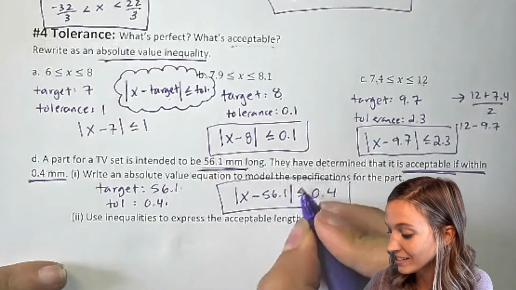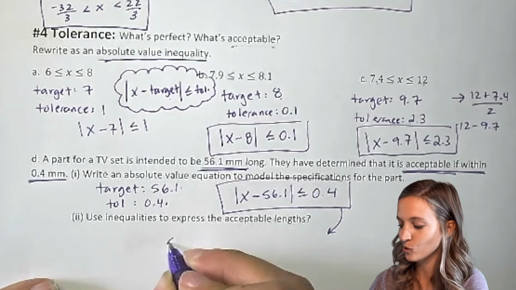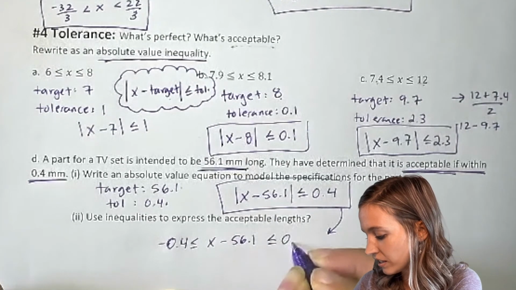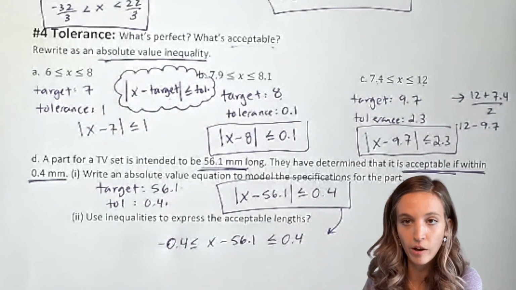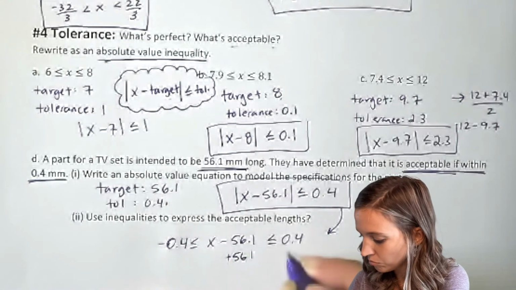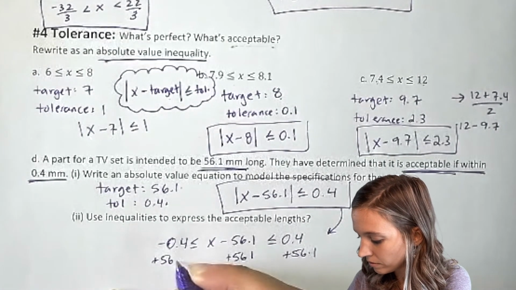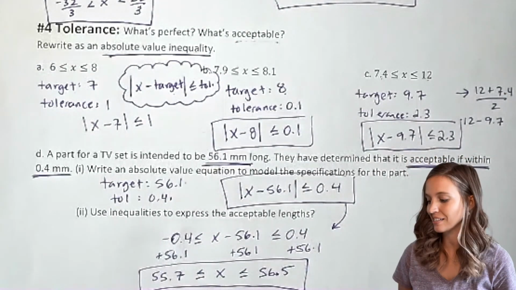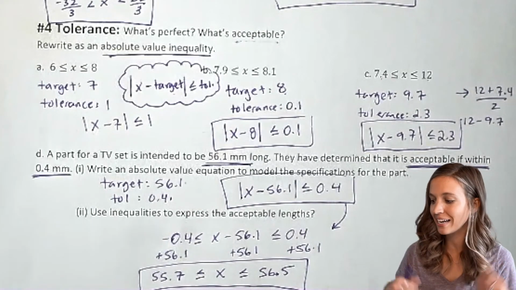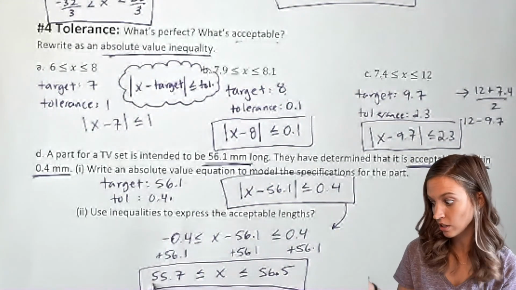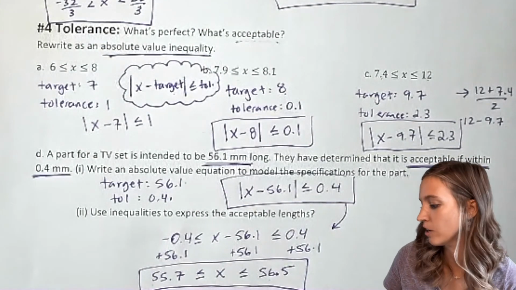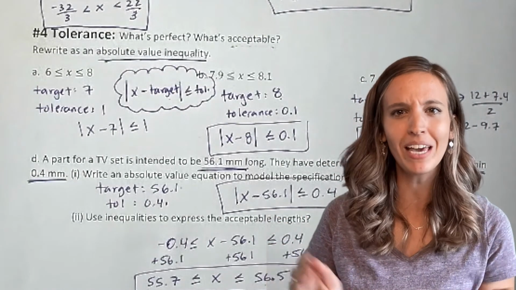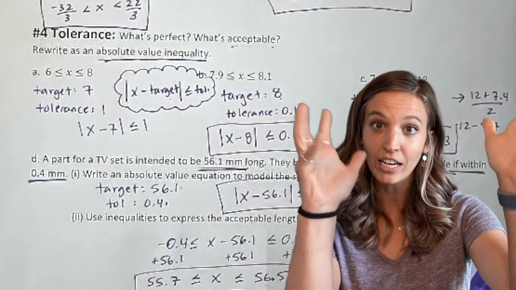Use inequalities to express the acceptable lengths. Okay, this is a less than statement, so we know it's and linked. So negative 0.4 is less than or equal to x minus 56.1 is less than or equal to positive 0.4. So I'm just gonna solve for x, add my 56.1. So it looks like I get 55.7 is less than or equal to x is less than or equal to 56.5. So that means the acceptable lengths for the TV part are between 55.7 millimeters and 56.5 millimeters. Can't you see how we'd use this in real life? We're not perfect human beings, so we have that little margin of error, so we'd want to have a range of what's acceptable.